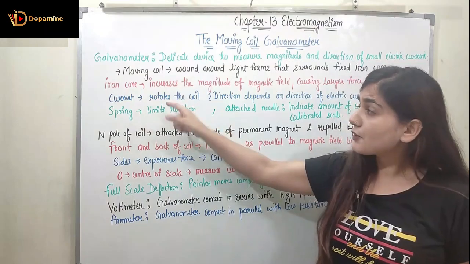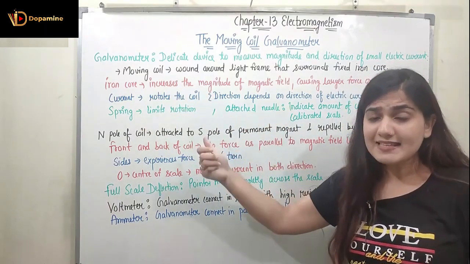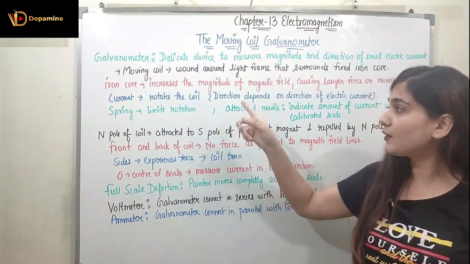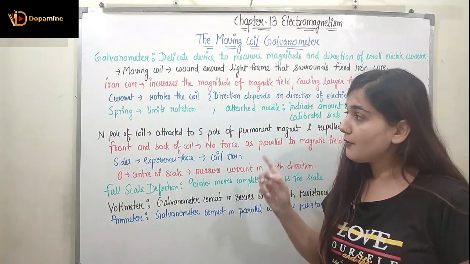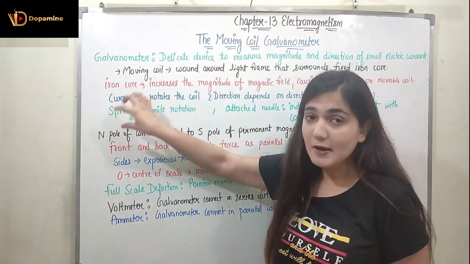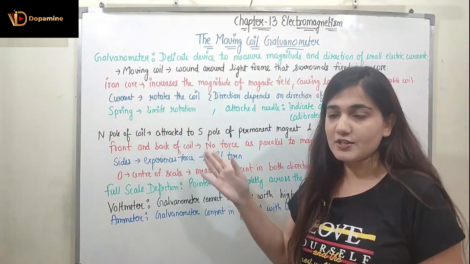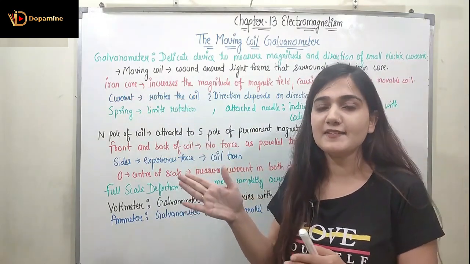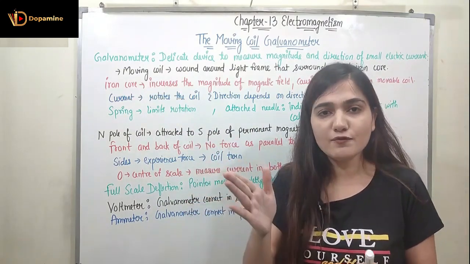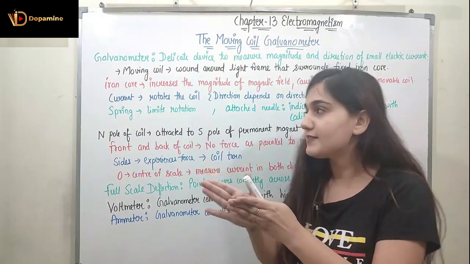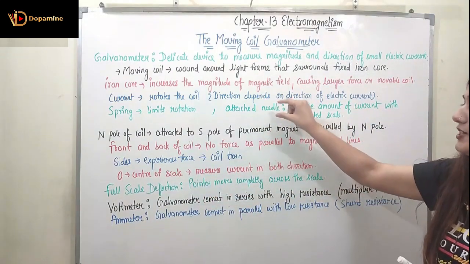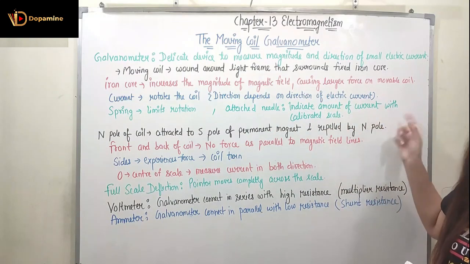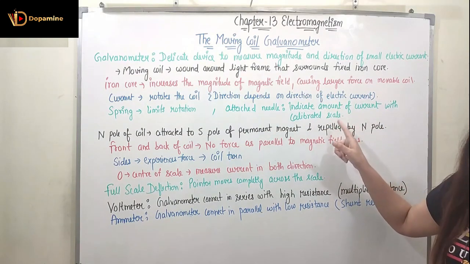The current rotates the coil, so whenever we pass the current, it is going to rotate the coil, and the direction depends upon the direction of the electric current. Now here we will have a spring which is going to limit the rotation. The spring is going to give me the balancing force. Current is going to move the coil, spring is going to balance it. And we will have an attached needle, which is going to indicate the amount of current with the help of the calibrated scale, right?